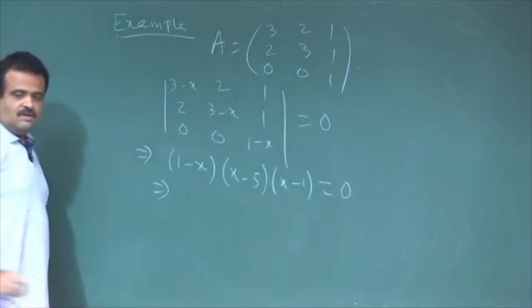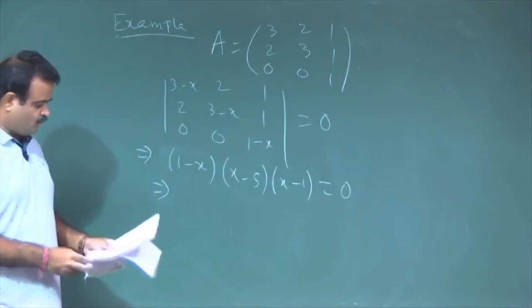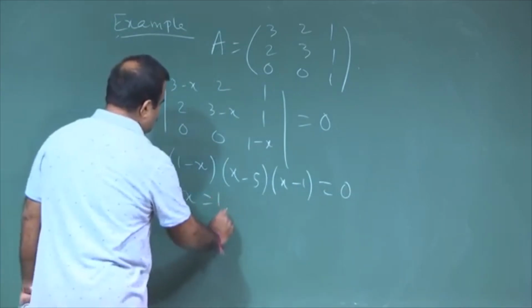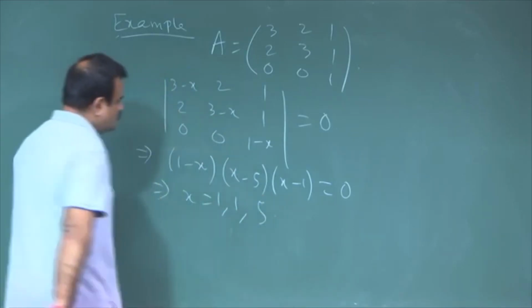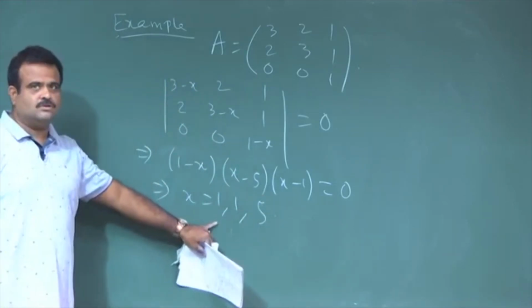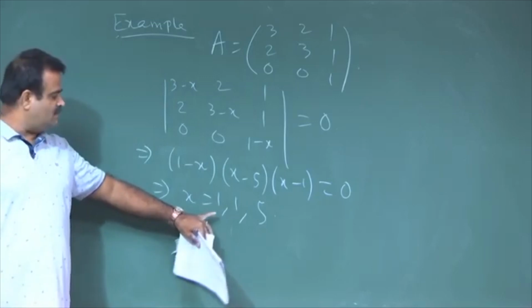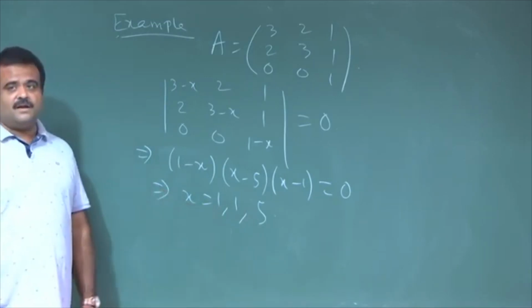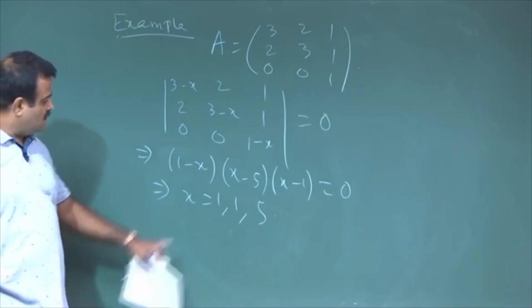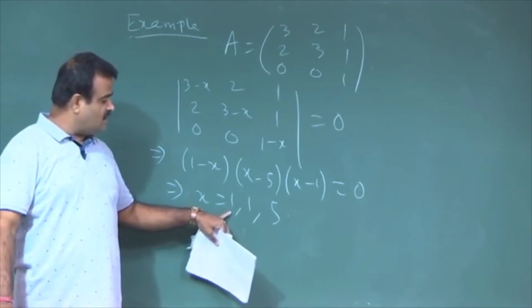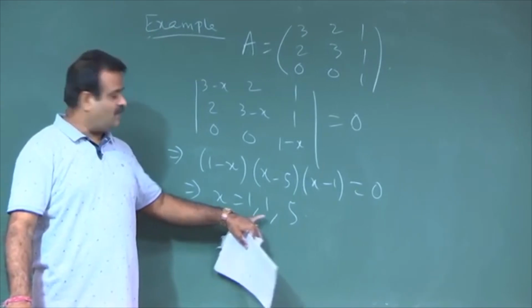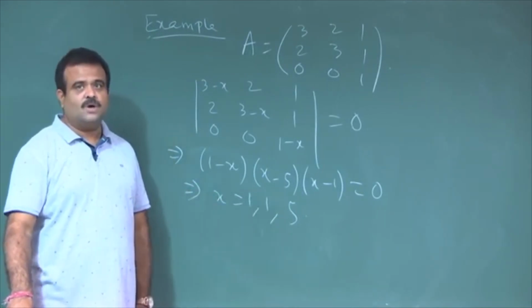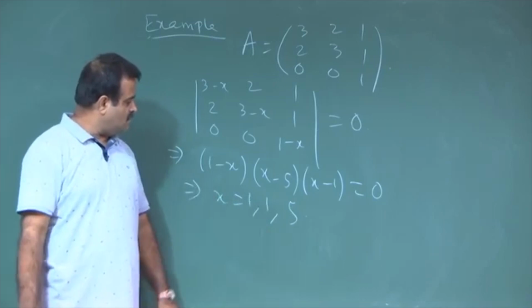So, this will be giving us x equal to 1, 1, 5. These are the eigenvalues. So, we have two distinct eigenvalues, 1 and 5, and they are all coming from the same field R. Here the underlying field is the real numbers. The algebraic multiplicity of 1 is 2 and the algebraic multiplicity of 5 is 1.